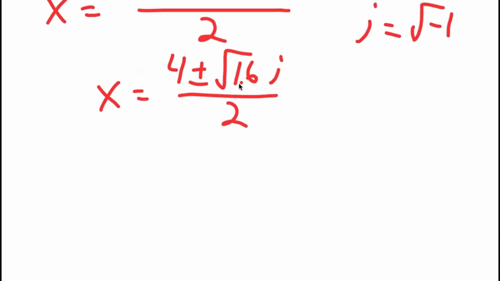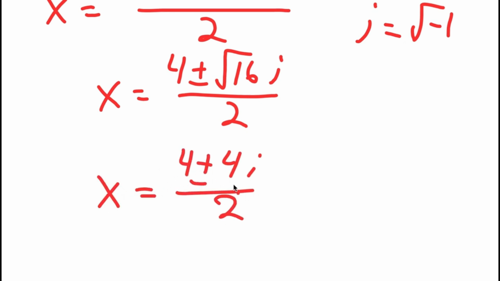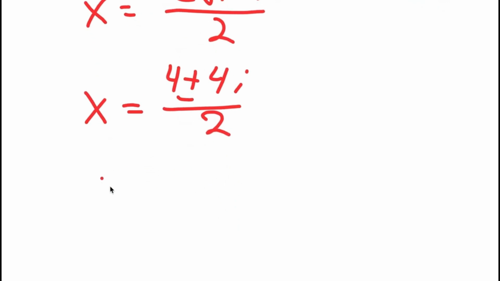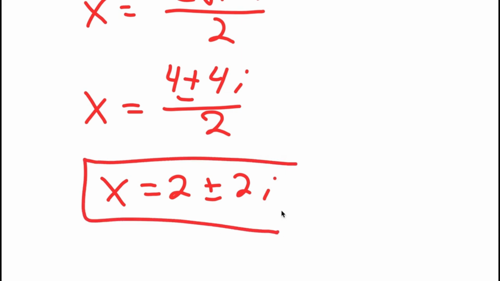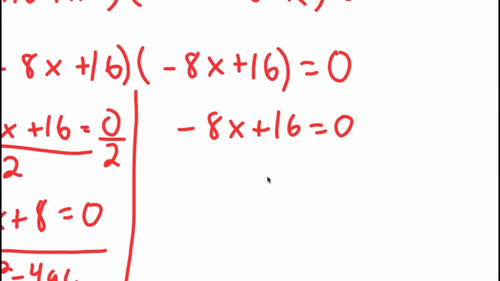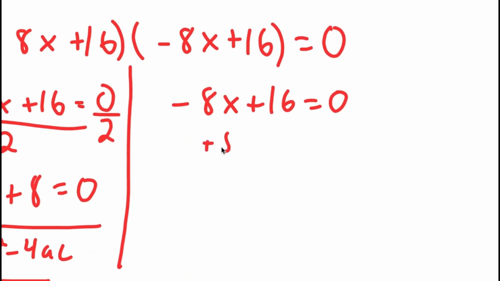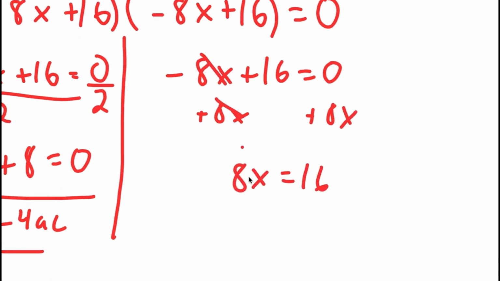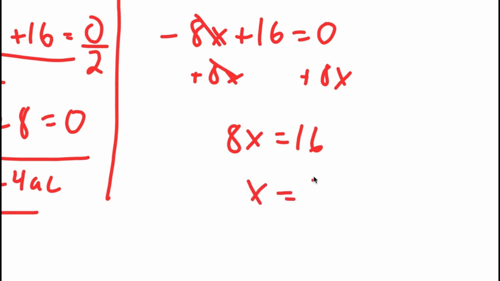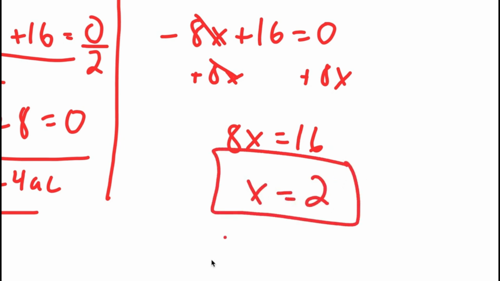Now the square root of 16 is simply 4. So I get x is equal to 4 plus or minus 4i over 2, which is equal to 2 plus or minus 2i. And now for my second equation, I have negative 8x plus 16. All I have to do is add 8x on both sides. And I get 8x is equal to 16, meaning x is equal to 2. So I have 3 solutions to this equation.